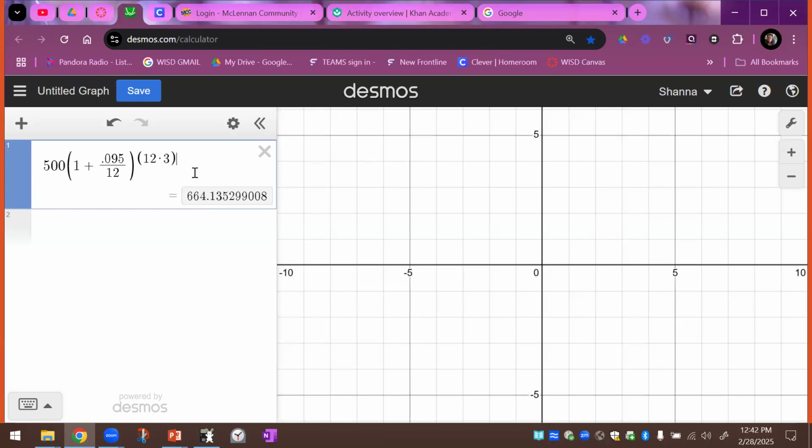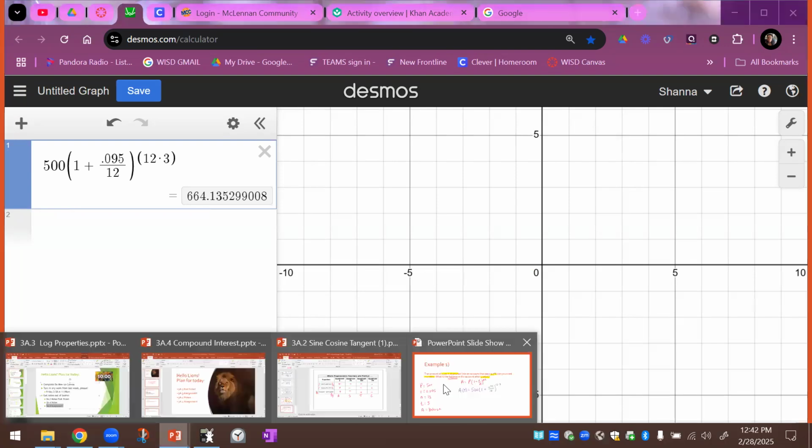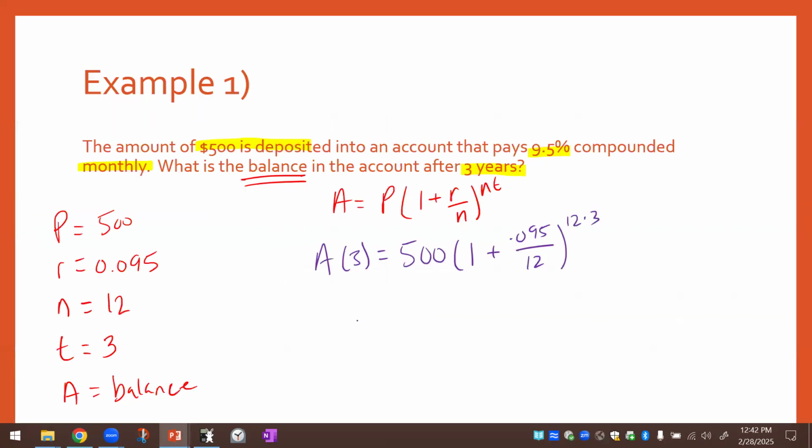So after 3 years, the amount of money I would have in my account is $664.14. Do we agree? Because you're just evaluating, A of 3 equals $664.14. Ta-da! Compound interest. How do we feel?